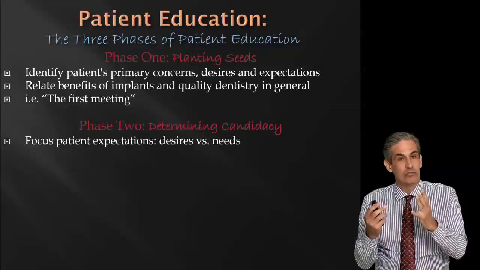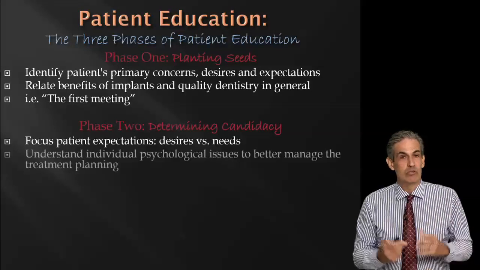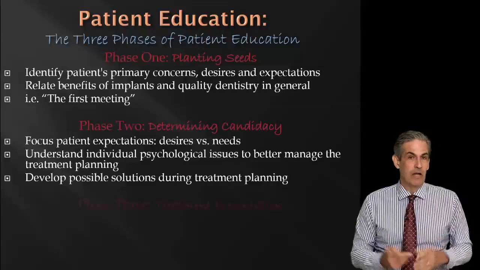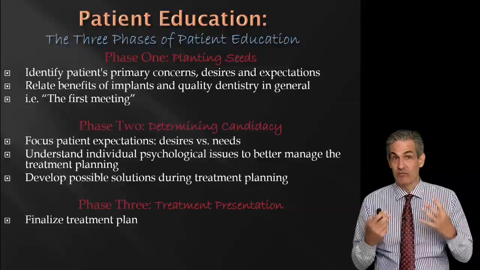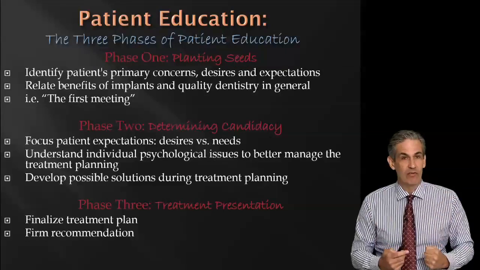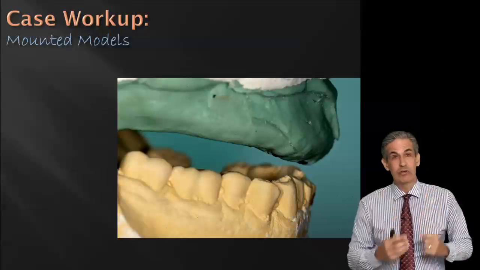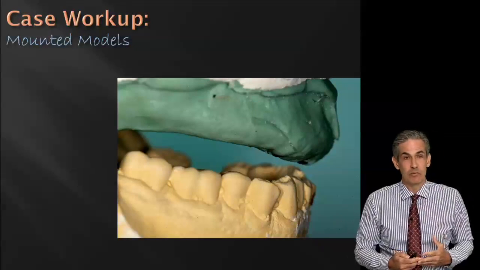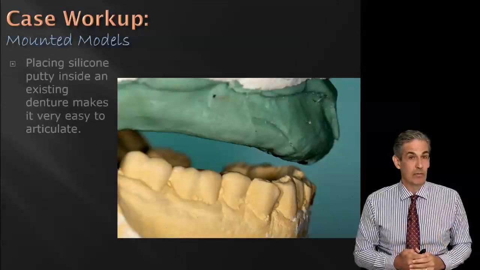So we try to focus the patient's expectations, their desires versus needs. We try to understand their psychological profile, and we move on with the patient to treatment presentation. Hopefully at this point the patient's involved in the treatment and they're ready to go. For us, this is our point to give a firm recommendation, and the purpose of our whole course is to make you feel comfortable with giving that recommendation. It shouldn't be that the patient chooses from 5 different treatments. You need to look them in the eye and say, this is what you need, and be confident about it.